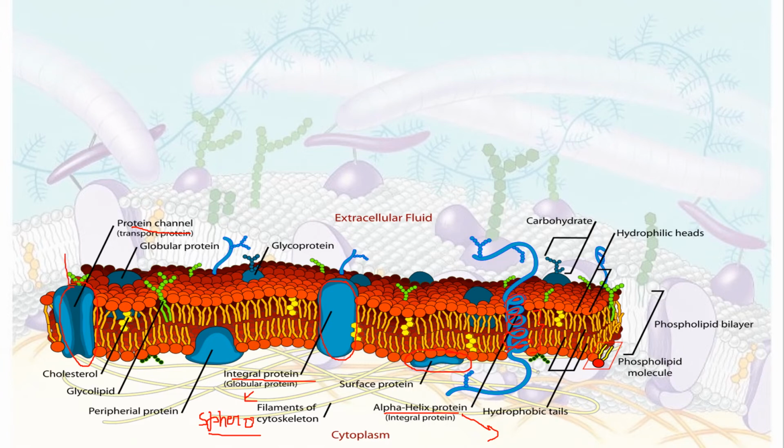Now this channel protein, as its name suggests, forms a channel which allows incoming or outgoing of ions or molecules. Channel proteins span the entire membrane and make a hydrophilic tunnel across the cell membrane. This channel is very selective and allows only one type of molecule to pass through it with the help of the diffusion process.